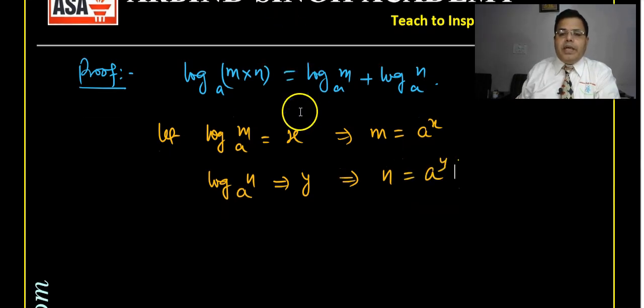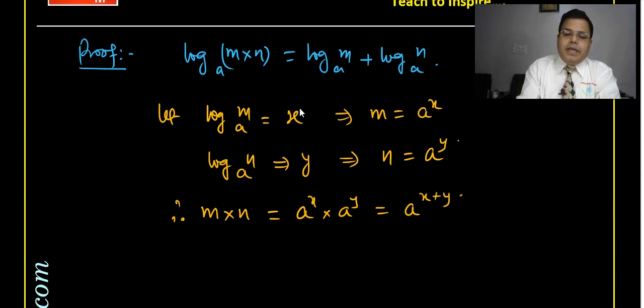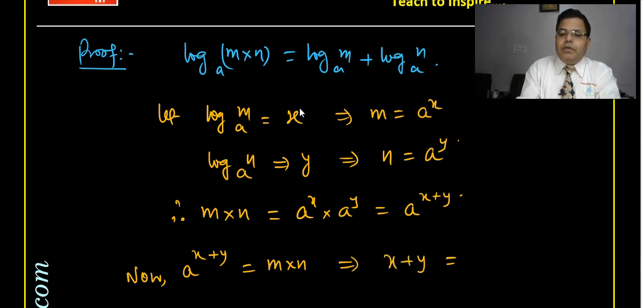Now we want to find m into n. So m into n is equal to a to the power x into a to the power y. Since the base is the same, the powers can be added. So a to the power x plus y is equal to m into n. This implies, as per the definition, x plus y is equal to log of m multiplied by n to the base a.